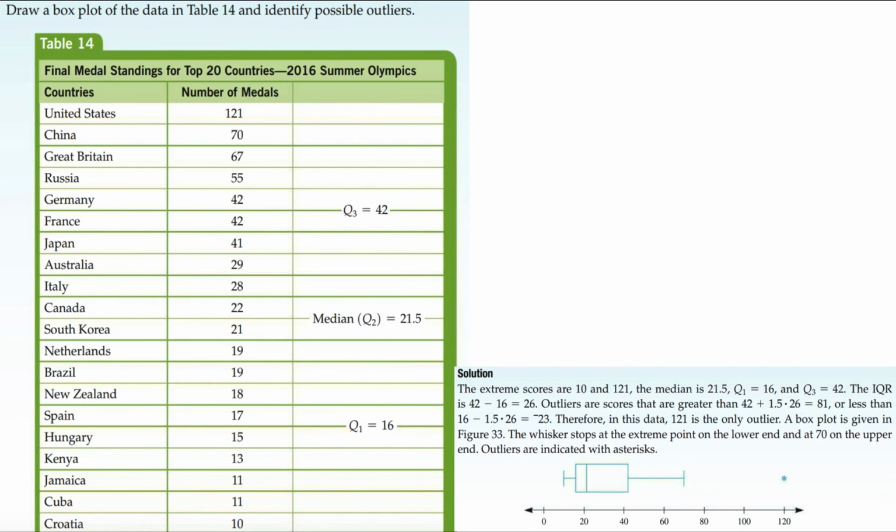Q3 is 42. So you found the Q1 and Q3. Then you can find interquartile range. IQR is Q3 minus Q1. 42 minus 16. What's 42 minus 16? 42 minus 16 is 26. So 26 times 1.5 is what you need to find. Actually, let me open the Jamboard for you.